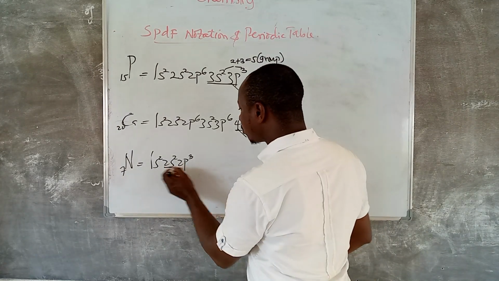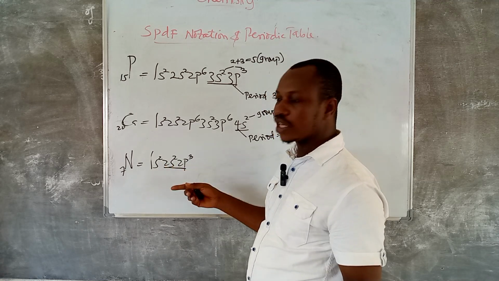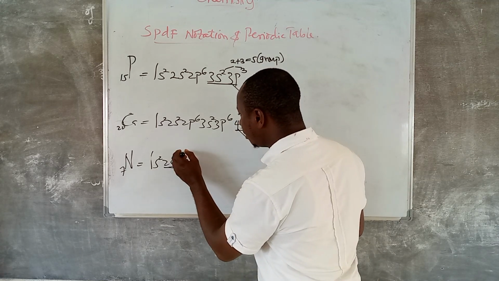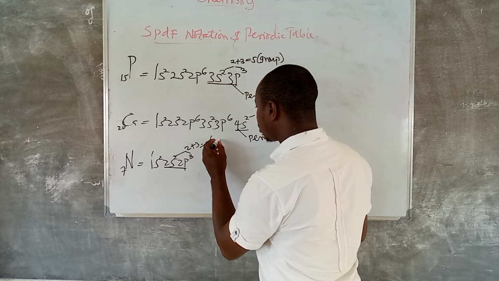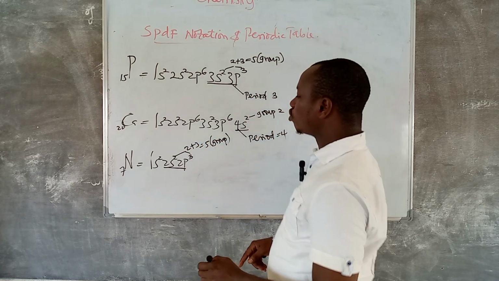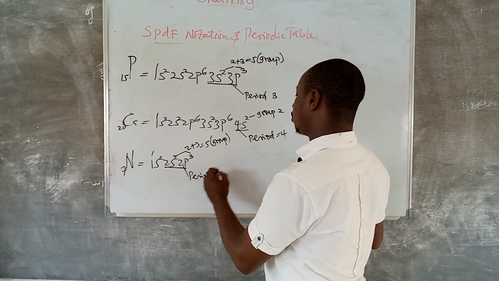Now, I'm taking the last two. You know why? Because this one is 2 and this one is 2. They have something in common. So I am combining these two. 2 plus 3 gives me 5, which means nitrogen belongs to group 5, while it belongs to period 2.